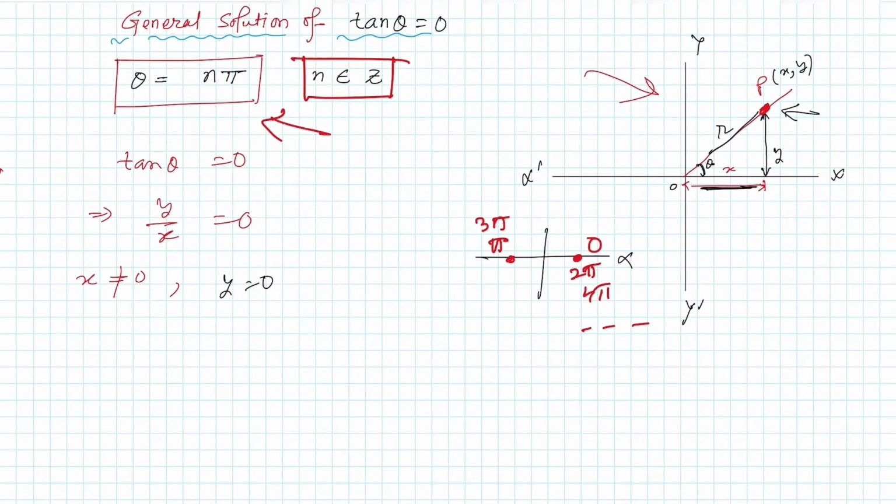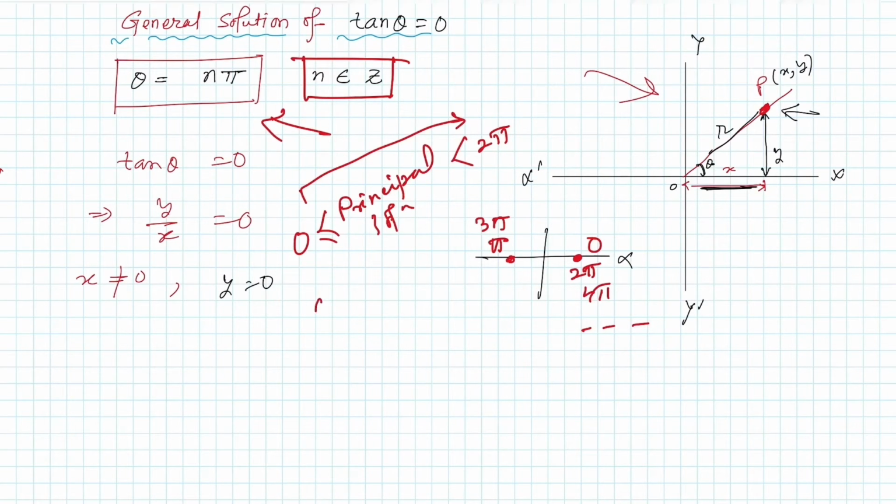So what will be the principal solution? We know the principal solution is greater than or equal to 0, less than 2 pi. So in this case, the only possible values of theta lying in this range are 0 and pi. This must be the principal solution for tan theta equal to 0. Hope you have understood this.